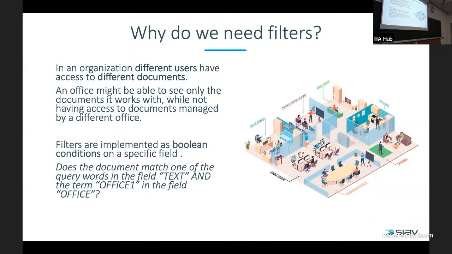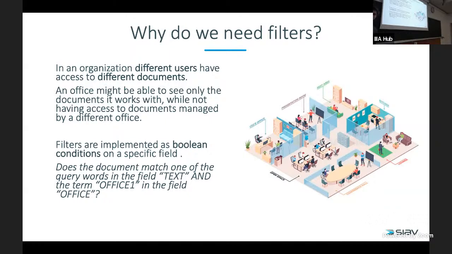The way these filters are implemented in Elasticsearch is as Boolean conditions. So we said earlier that Elasticsearch allows you to store your documents using different fields. Let's take the example where you're storing the text extracted from the document in a field called text, and the office that produced or is using a certain document in the field office.